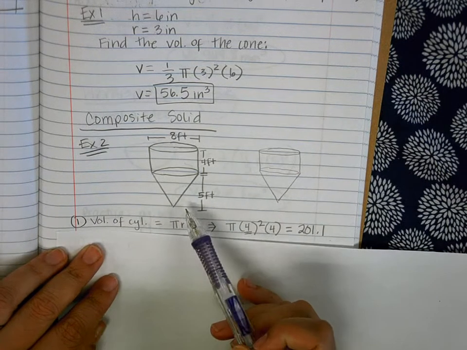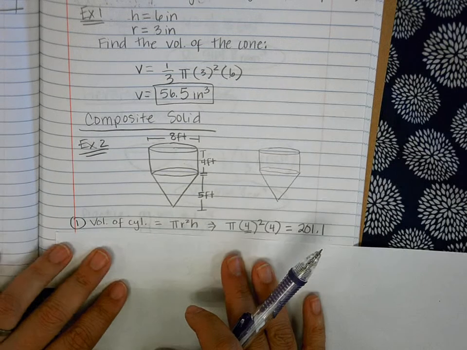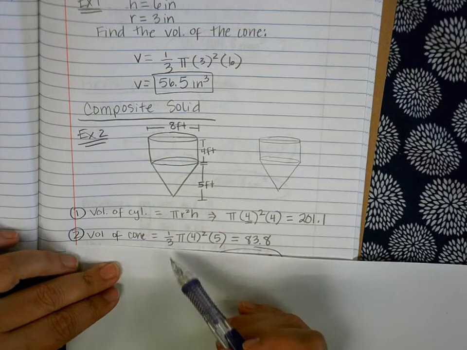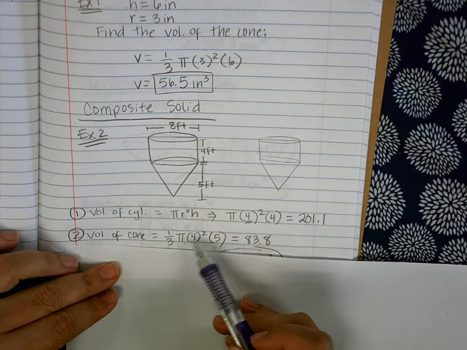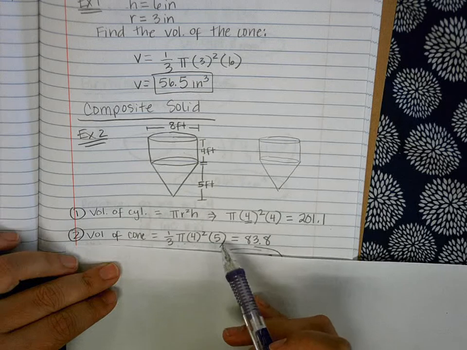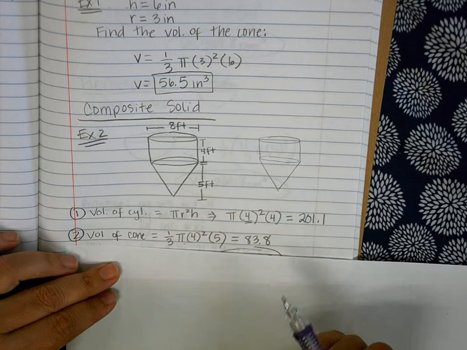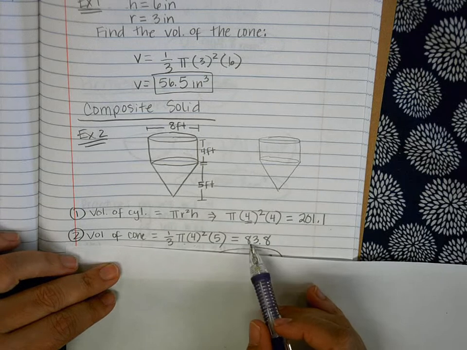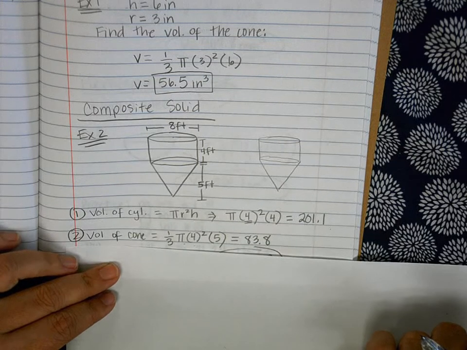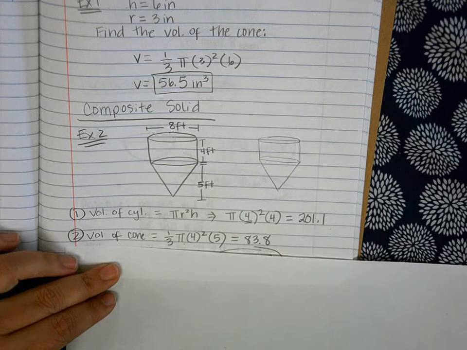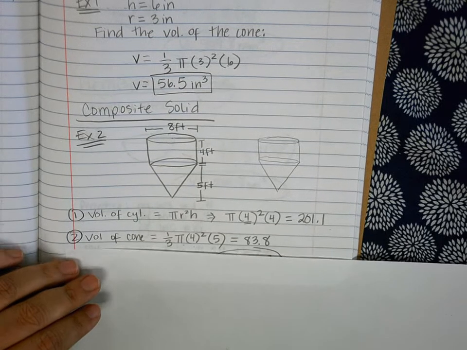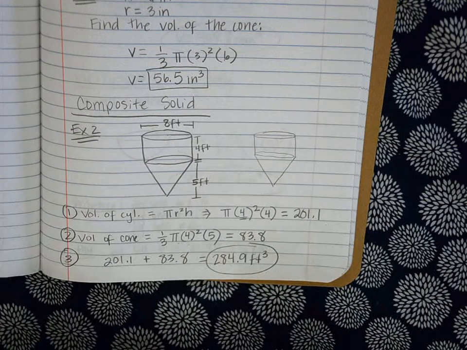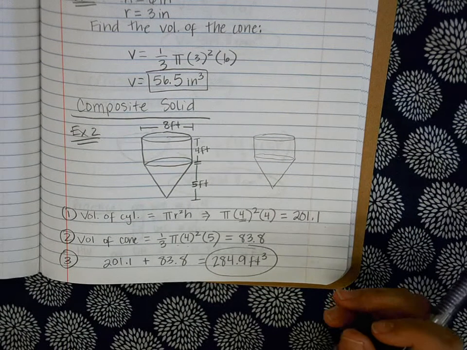Then we have to find the volume of the cone. So volume of a cone is 1/3 times pi, still radius squared, and our height for the cone is 5 feet. So radius didn't change, right? So that works out to 83.8. And then you add them together, and you should get 284.9.